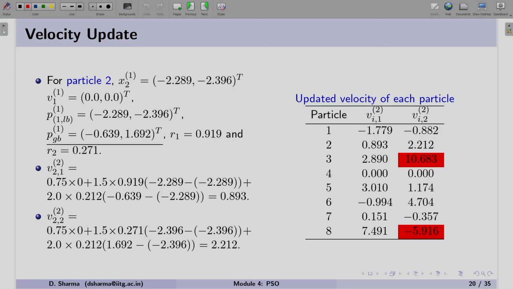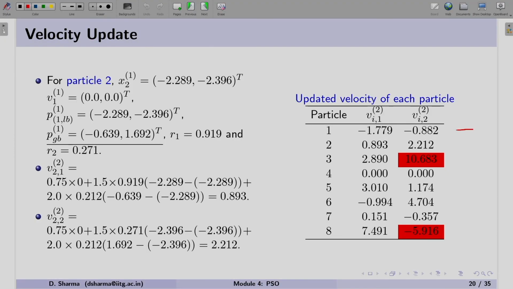Now, if we perform this same kind of calculation, using the formula, putting the value of the xi vector, that is the current position, the local best of the particle, the global best and the velocity, we will calculate all the components of the velocity for each particle. The table on the right hand side shows you the components of the velocities for each particle.